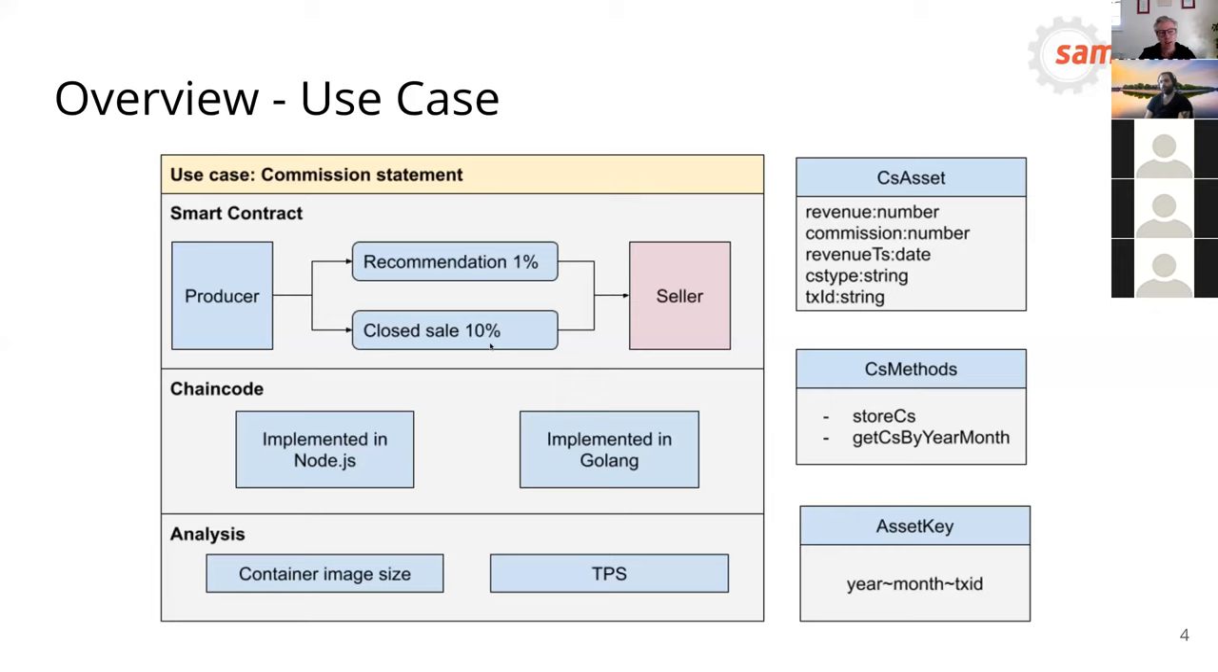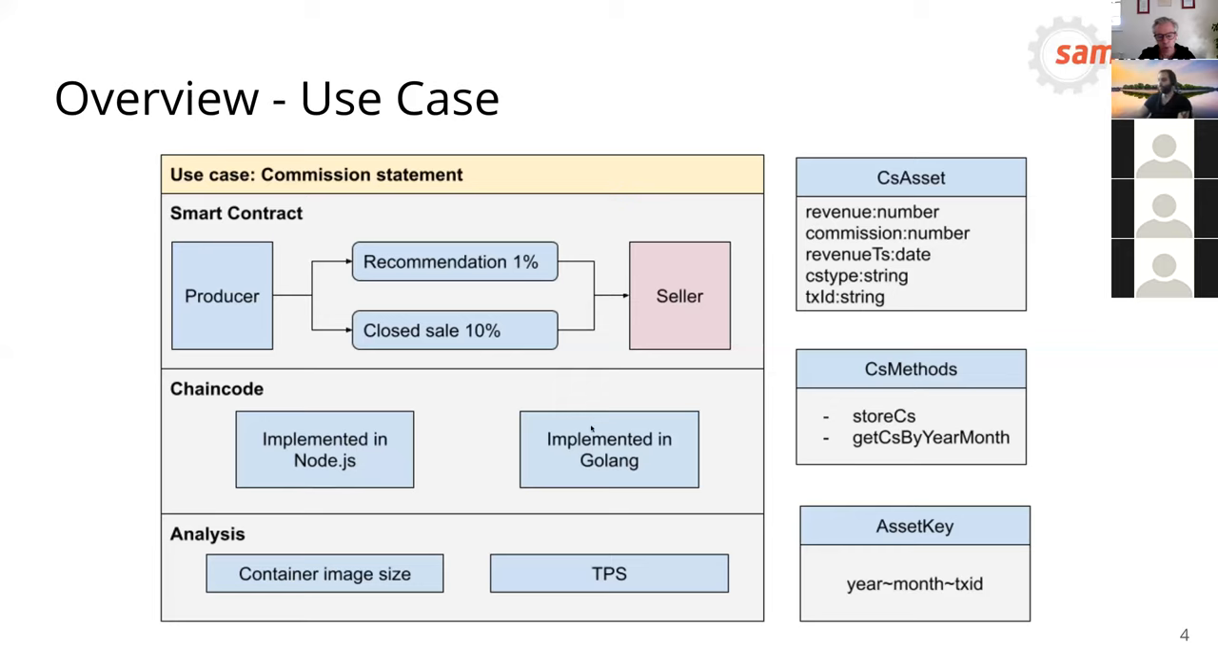When we say, okay, now I gave you so many recommendations and I want 2% or 3%, then we can test with this use case, the upgrade process. So how can we upgrade the chain code in the running network? This is also a good example, which we can do later and see how we can upgrade this chain code. And today we will implement this with Node.js.